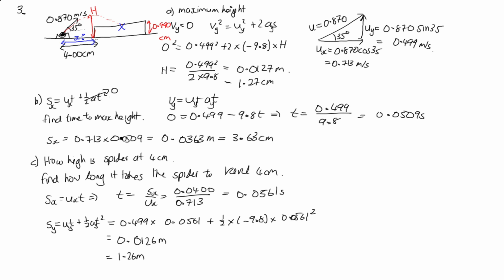So 4 centimeters away, the spider is 1.26 centimeters high, which is higher than 0.990 centimeters. So because it's higher than the stack of magazines at the start of the magazines, it does land on the magazines. So it does make it onto the magazines.